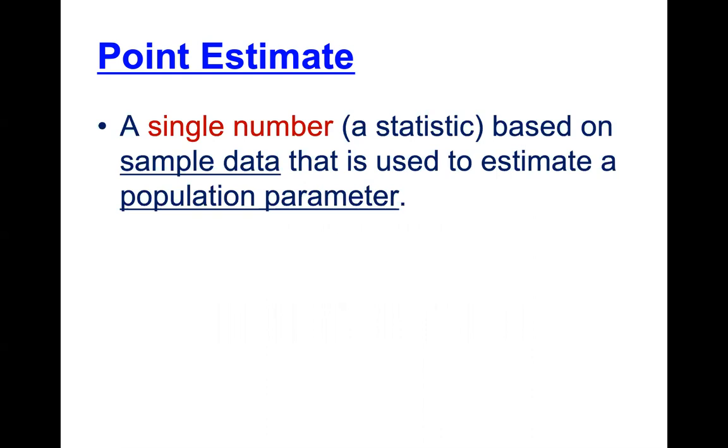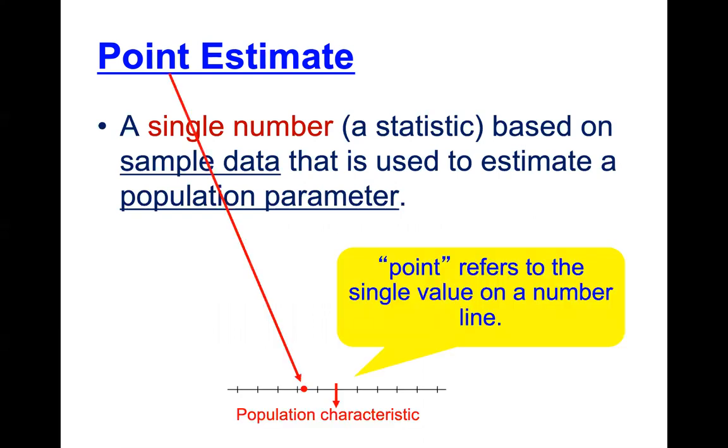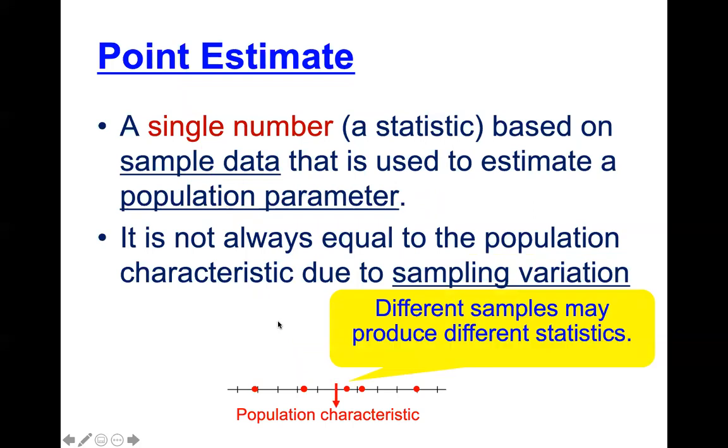It's a single number, a statistic, based off of sample data used to estimate a population parameter. The reason why it's called a point estimate is because it's just a single point, like on a number line. Let's say this is the population characteristic we're looking for, like population mean. So we're trying to estimate the population mean. We get a sample, and then we evaluate, and then we get this 1 point from this one sample. Notice it is not always equal to the population characteristic due to sampling variability.